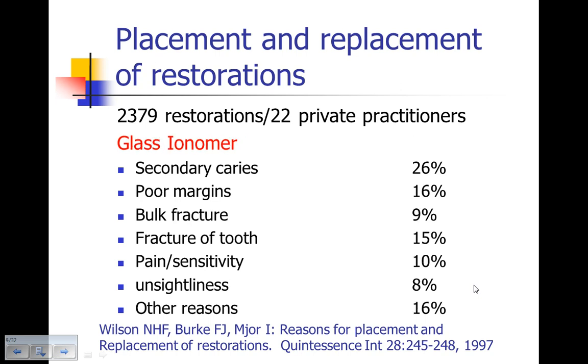Glass ionomers also are being replaced due to secondary caries. It may take an increased amount of time for those areas to become carious because of the fluoride release of these materials, but these glass ionomers are still susceptible to poor margins and fracture, due to pain and sensitivity, due to it being unaesthetic, as major reasons why recommendations are made to replace these restorations.